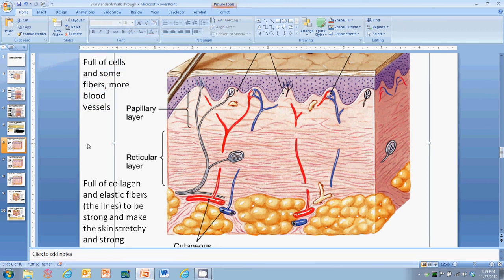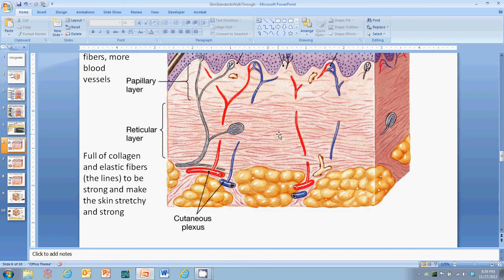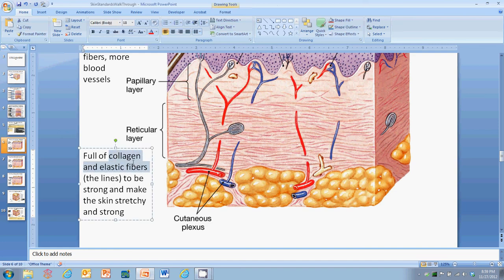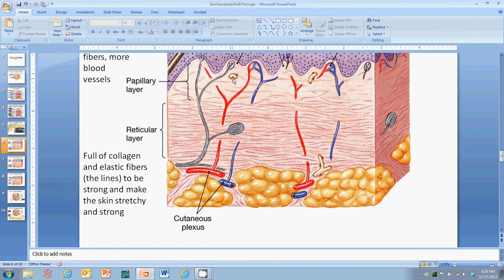The reticular layer has tons and tons of these scratches because it has tons of fibers, collagen and elastic fibers. It does not have cells, and it doesn't have as much blood. It is full of these fibers. That is the reticular layer.